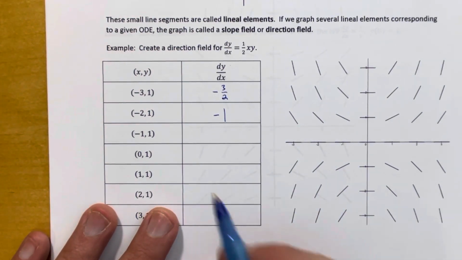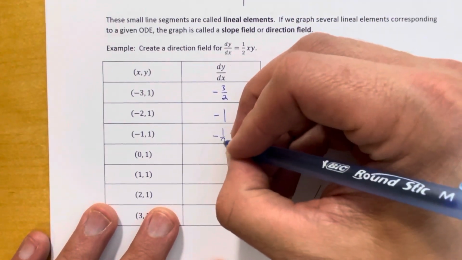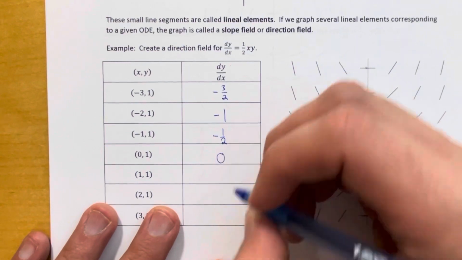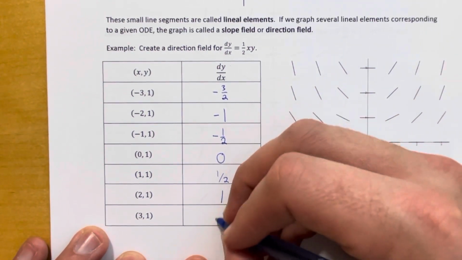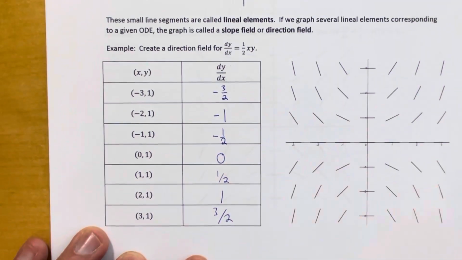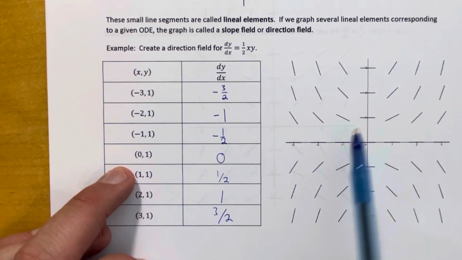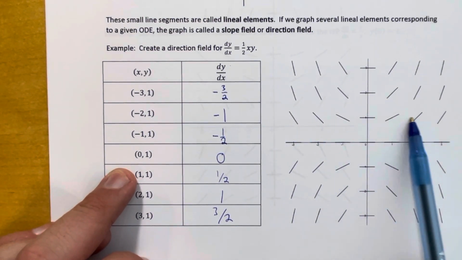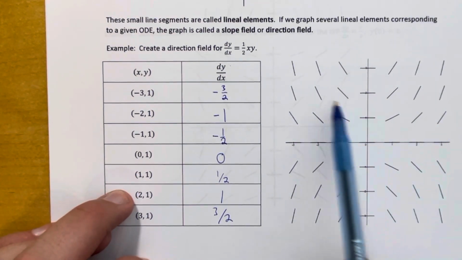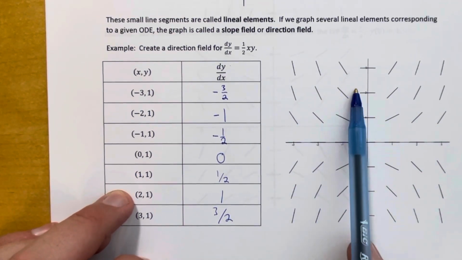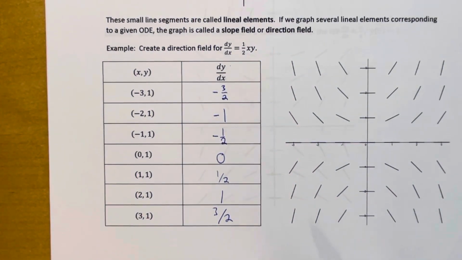We're going to continue doing this. 1/2 times -1 times 1 would be -1/2. And if we go through and fill out the other values in this table, you're going to see 0, 1/2, 1, 3/2. Those are all using a y coordinate of 1. So that's all the lineal elements that are appearing in this row that I'm seeing here on my graph. But I could get these other values by looking at the corresponding points, plugging them directly into this function, and seeing what the corresponding slope would be.